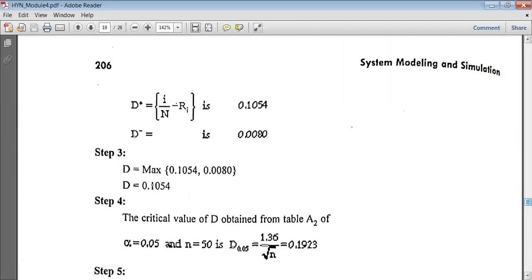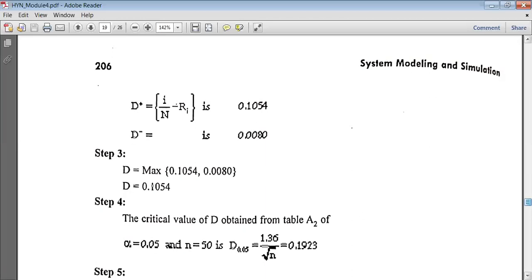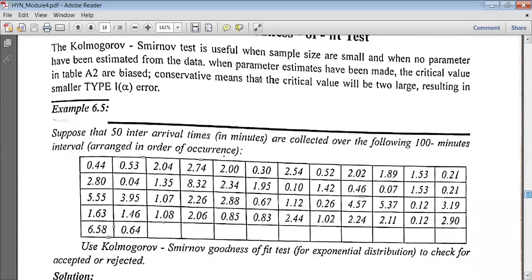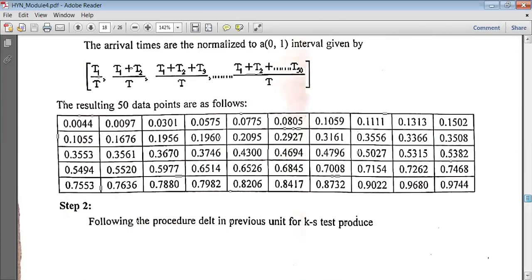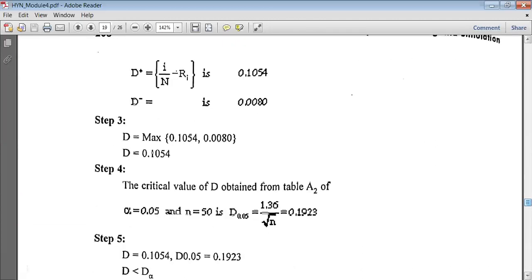The fourth step is to find the critical value of your deviation, D alpha. It is obtained from table A2. Please refer to the table given in your third module notes, which is for the KS test. In the KS test we had one table, the same table you have to refer here. If you refer, you will be able to find the critical value D alpha. They have given alpha as 0.05 and the number of samples N as 50, so the D alpha value you will get as 0.1923.